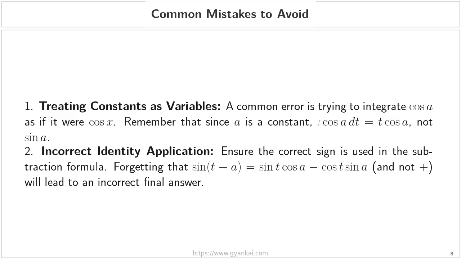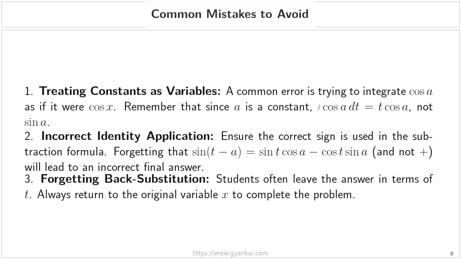2. Incorrect identity application. Next, be extremely careful when applying the trigonometric identities, specifically the subtraction formula for sine. Recall that sine of a minus b is equal to sine a times cosine b minus cosine a times sine b. It's crucial to remember the minus sign. A lot of students mistakenly write a plus sign instead, which will completely change your answer and lead you down the wrong path. Double-check that you've written the formula correctly before expanding.